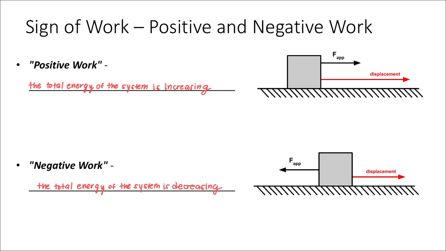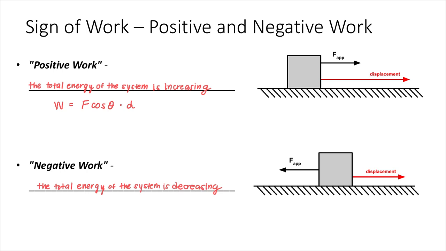In the upper right-hand corner of this slide, I have a box being pushed to the right. I've shown an applied force arrow to the right and also the displacement arrow indicating that the box is also traveling to the right as that force is being applied to it. So if we look at the work equation, work is equal to that component of force parallel to the displacement multiplied by the displacement, right?